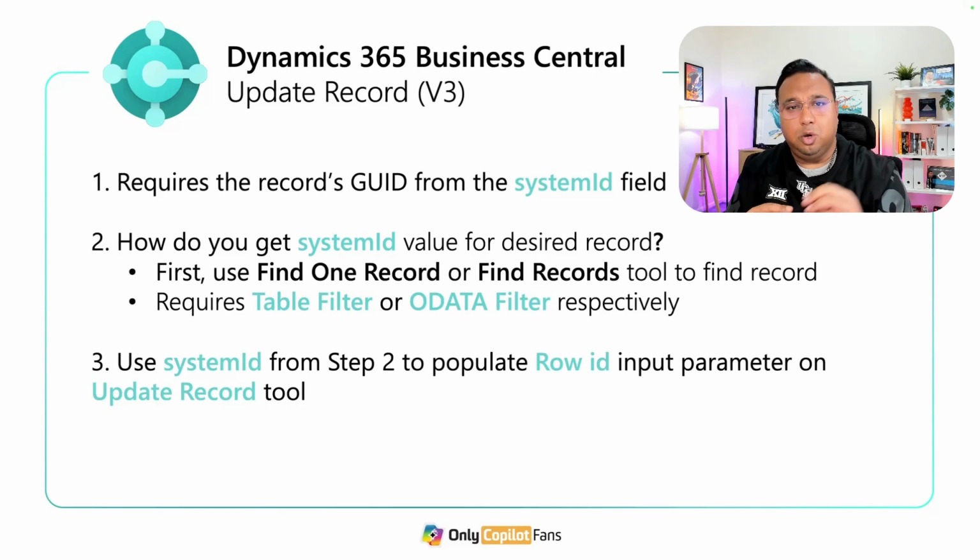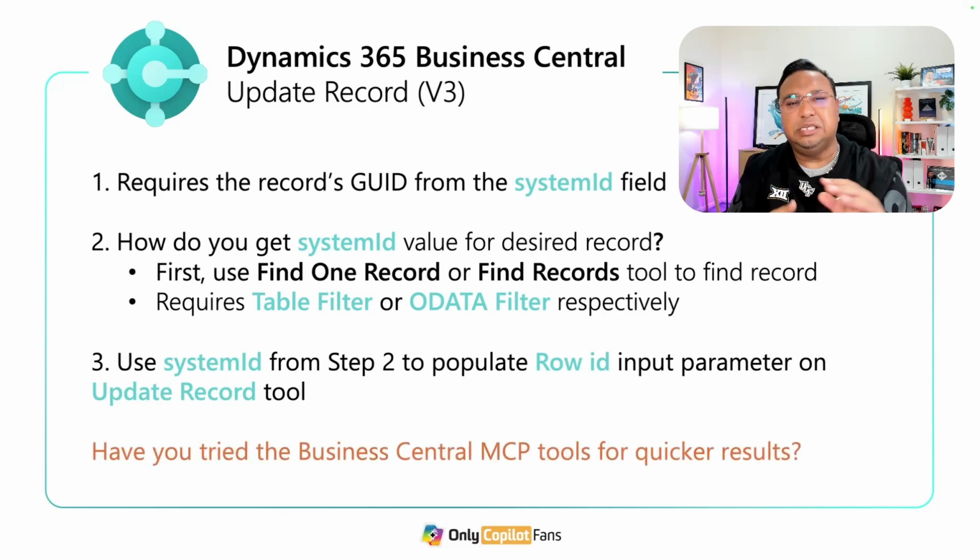I also want to give you a quick aside that if you haven't tried using the Business Central MCP tool, you should absolutely take a look at that, because that would save you the trouble of using Find Records and then Update Record. The tools built into the Business Central MCP server are going to allow you to do all of those using one single connection as opposed to multiple connections. I have done a deep dive, and you can take a look at the link on the top right of your screen right now. Click that and check out that full exposé on how the connector works, the good, the bad, and the ugly.